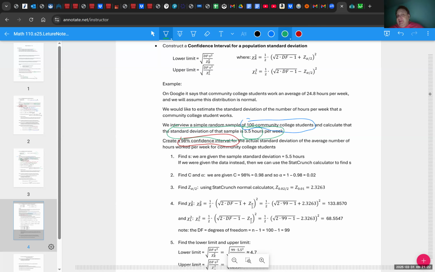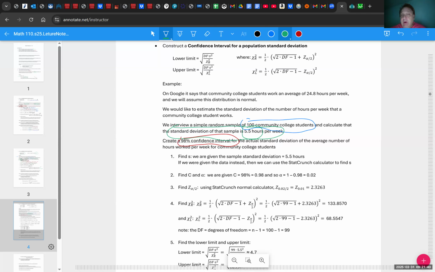Sometimes they just give us a bunch of data. And if you were given the data, then we could just go to StatCrunch calculator to find the value of S. So we just go to the calculator and find out the standard deviation of that sample. We've done that many times in previous chapters. You can ask me if you want me to go through the steps again.